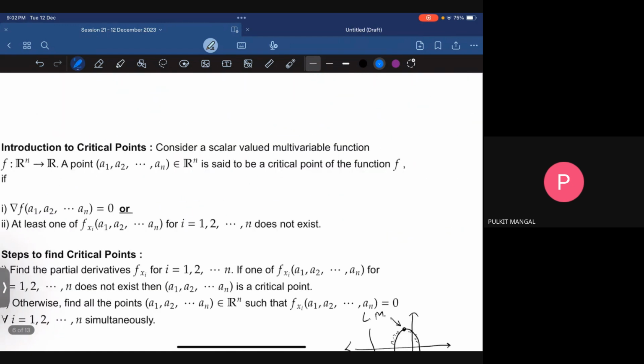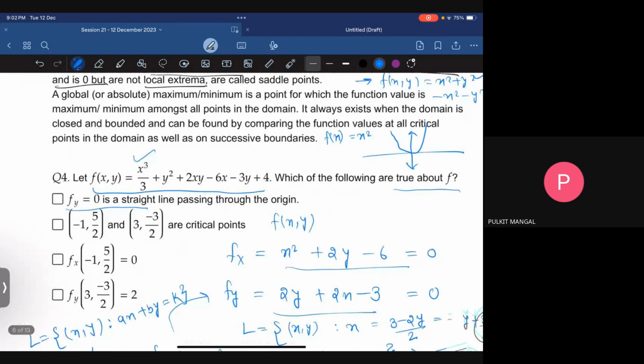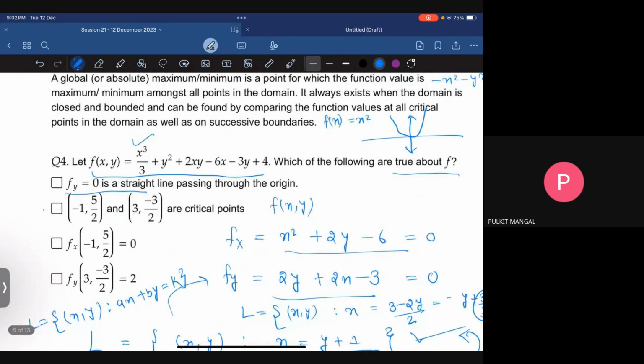Are they matching with the options? Yeah. Okay. So these are the critical points. And the third option is basically saying the partial derivative at the critical point would be equal to 0, obviously. While in the fourth option, we are finding the partial derivative at the critical point. It should be equal to 0, not 2. So it would be incorrect.